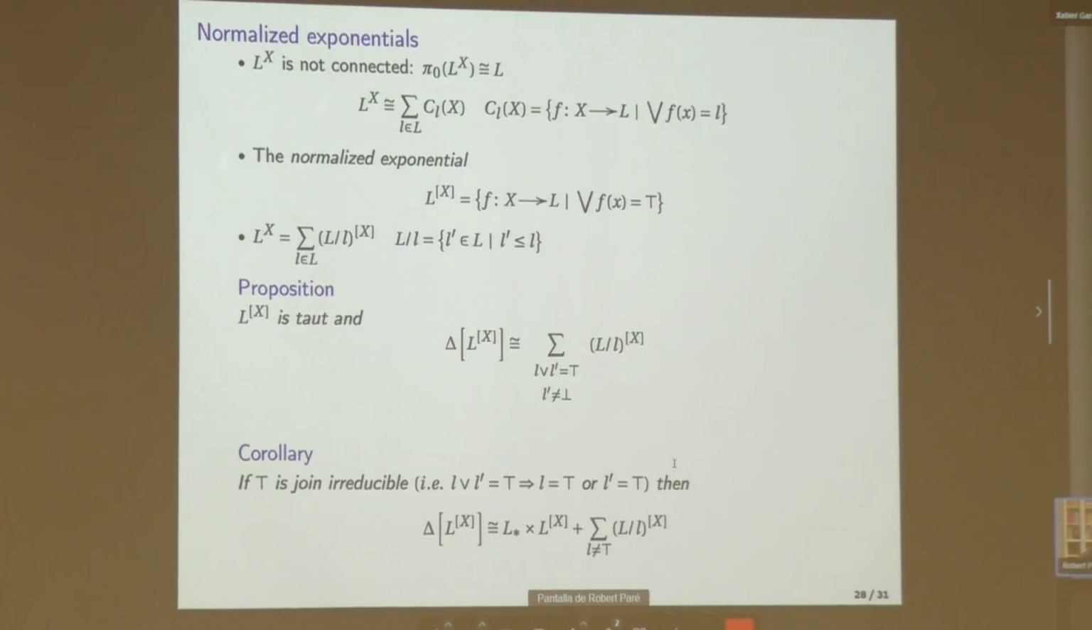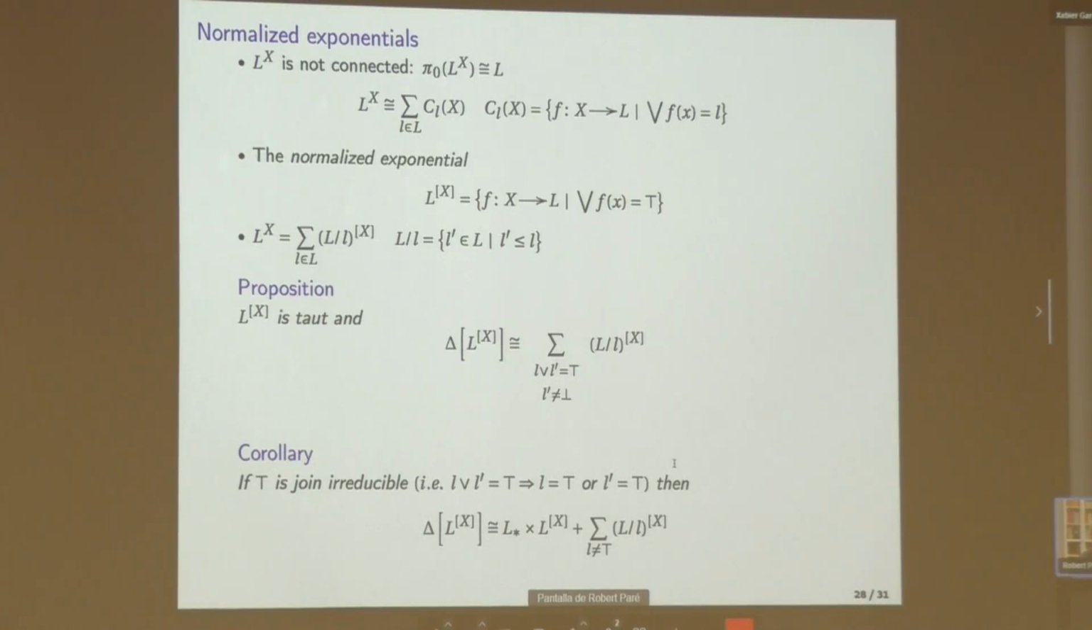And you can decompose this. You decompose L to the x into its components. So the component corresponding to little l is the set of functions from x into L whose sup is little l. So this leads me to define the normalized exponential, for lack of a better name and for lack of a better notation, I denote it L to the brackets x. It's simply the set of all functions from x into L whose sup is the top element.